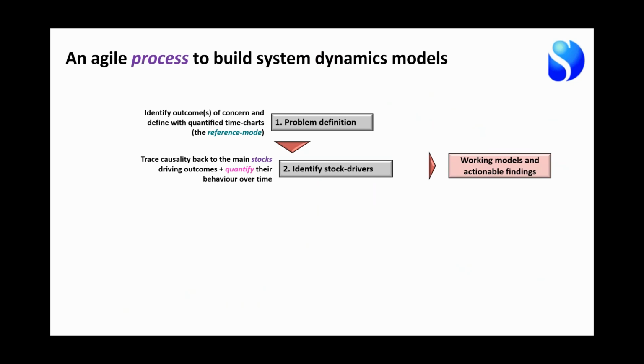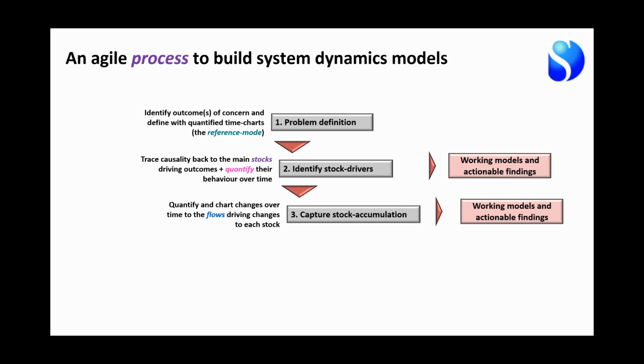So what is this process? Well, we start in the same place, the problem definition and the time chart of reference mode, and we trace causality back to the main stocks driving those outcomes, and we quantify what's happened to those stocks. And just that one step alone already gives you a working model and actionable findings. You know, the CEO already knows more than he did when we sat down to start on this project.